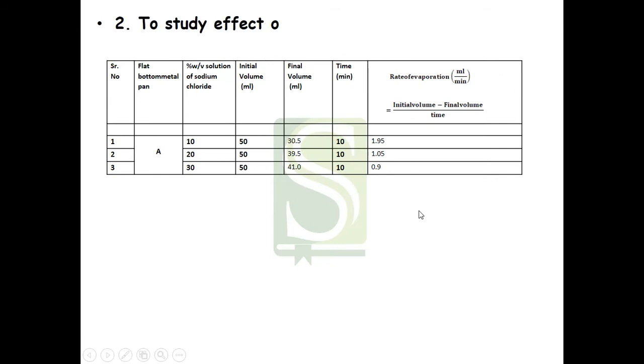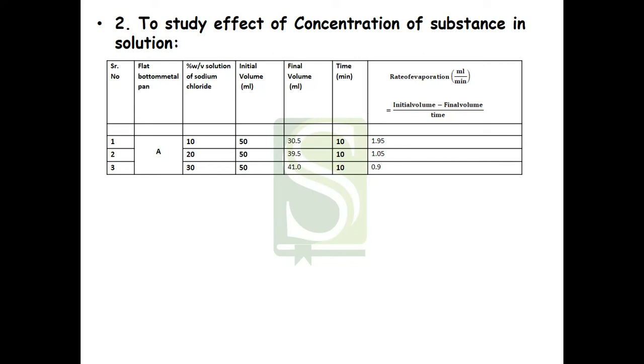Now let us see the observation table to study the effect of concentration of substance in the solution. We took a single beaker of known radius and known surface area. Then we prepared percent weight by volume solutions of sodium chloride at concentrations of 10%, 20% and 30%. The initial volume of this solution was 50, 50, 50. In all three beakers, we took 50 ml of each solution. Then we heated all three solutions for 10 minutes.